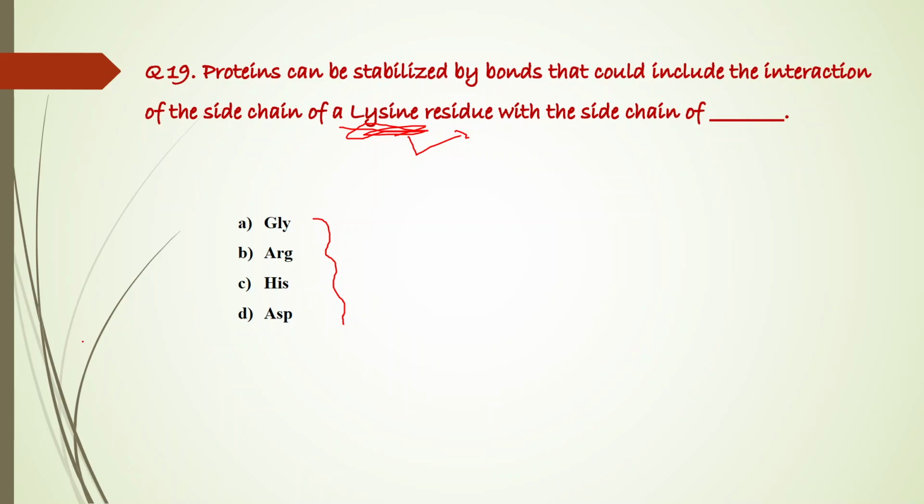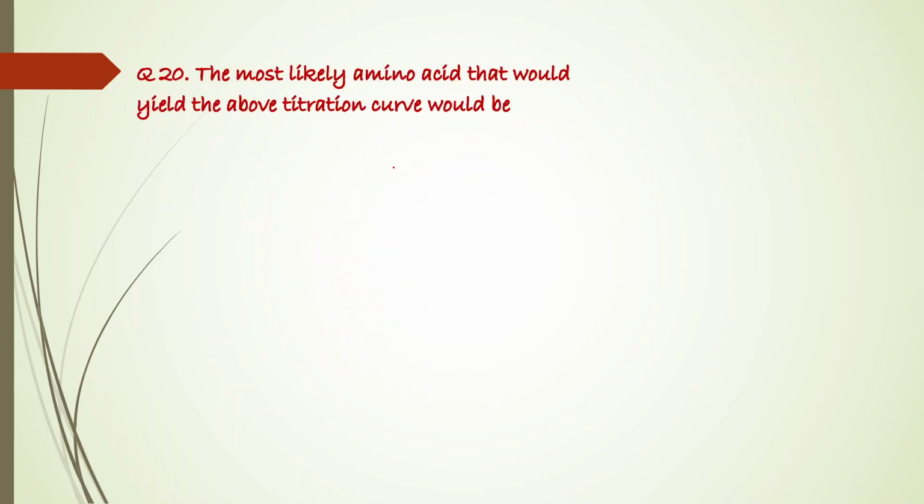Out of these four, glycine, arginine, histidine and aspartic acid, glycine is not an acidic amino acid, neither is arginine, neither is histidine. Only aspartic acid has a COOH group in its side chain as well. That is an acidic amino acid and that can stabilize lysine residues. So the correct option is aspartic acid, option D. Moving to the next one.